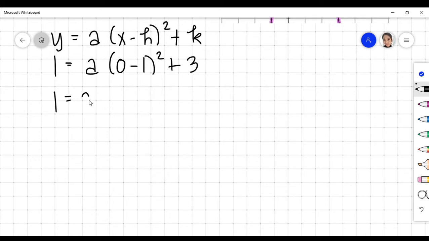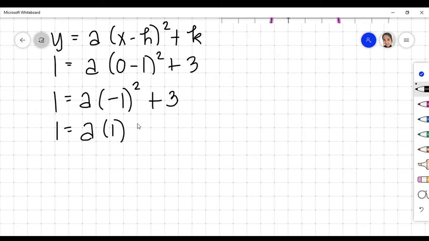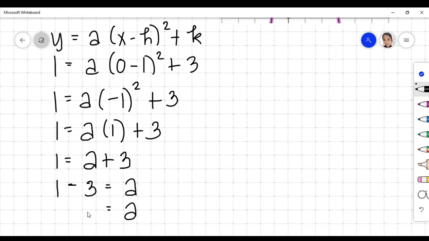1 equals a times 0 minus 1, that is negative 1, squared plus 3. So 1 equals a, negative 1 times negative 1, that is positive 1, plus 3. So 1 is equal to a plus 3. So we have to transfer 3 to the other side, or you can subtract 3 on both sides. So it's up to you. So 1 minus 3 equals a. Therefore, our a is equivalent to negative 2.